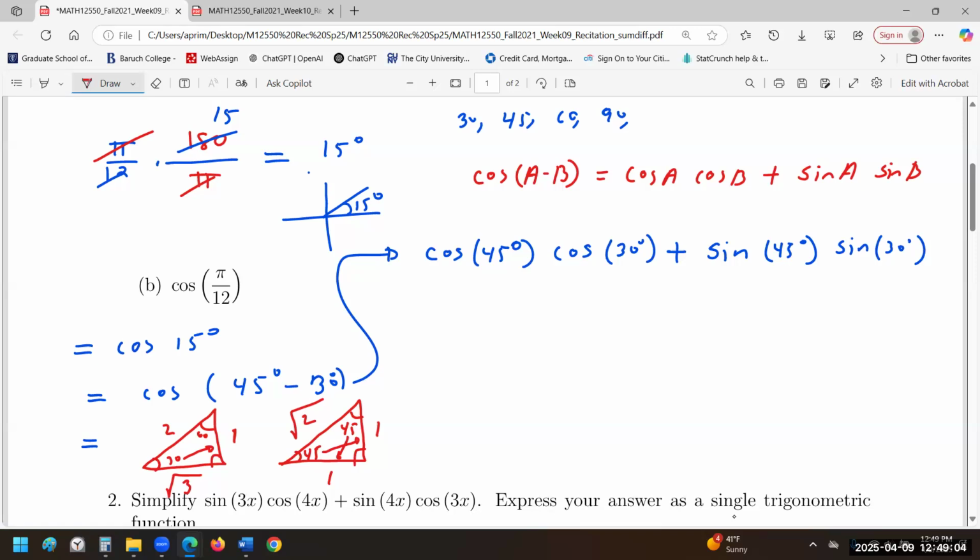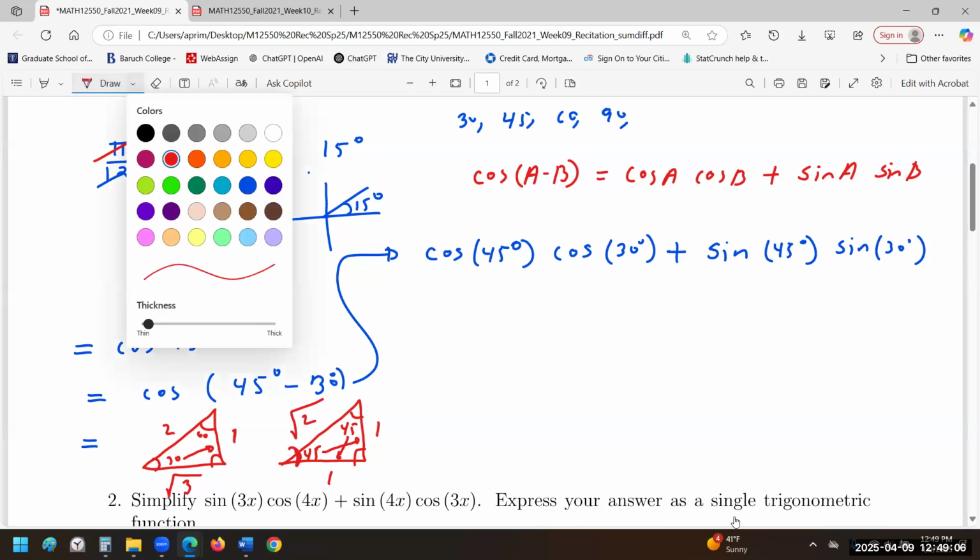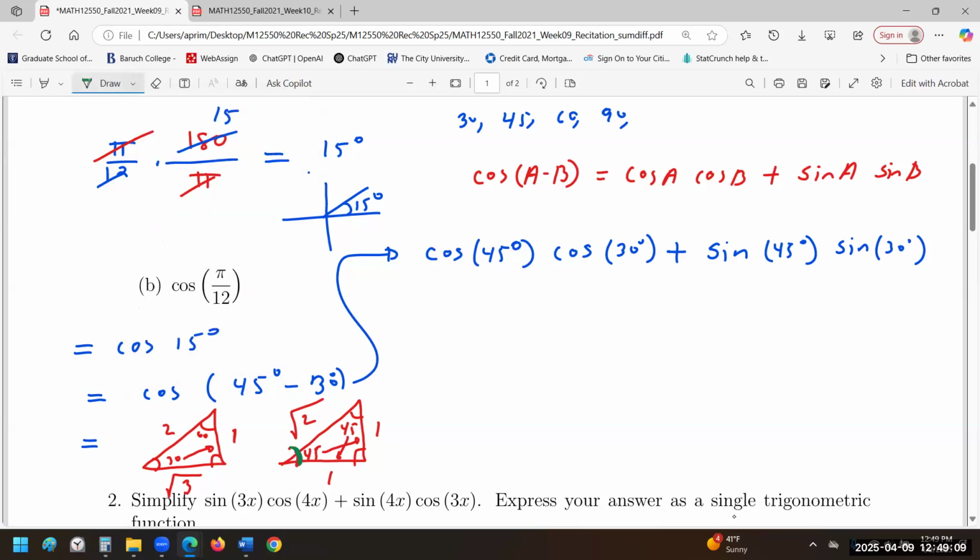Cosine 45 degree. So you go to the 45 degree here. Let me change the color. And cosine is adjacent over hypotenuse. So this is our adjacent and this is our hypotenuse. So we get 1 over square root of 2. Now if you go to the 30 degree, our adjacent is here and our hypotenuse is here. So adjacent over hypotenuse is root 3 over 2. And you're multiplying them.